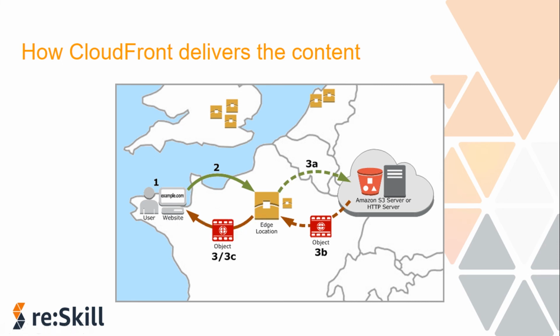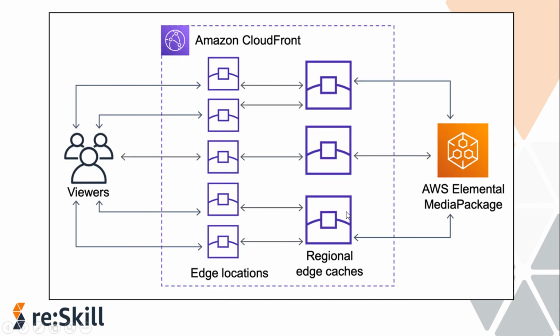Now apart from this, CloudFront also adds the files to the cache in the edge location for the next time someone requests those files. So when someone next time requests the same data, it will already be present in that edge location and it will be served from there itself instead of going to the origin. Apart from this, let me tell you a few things about the regional edge cache.